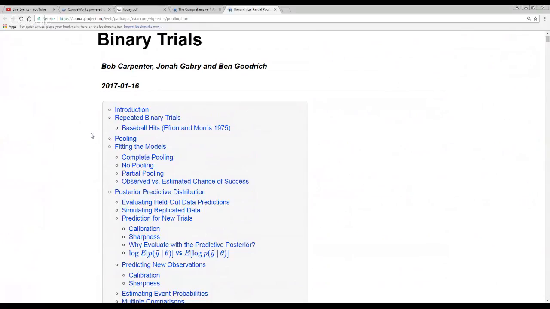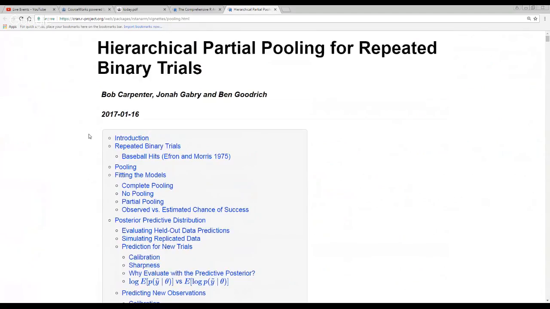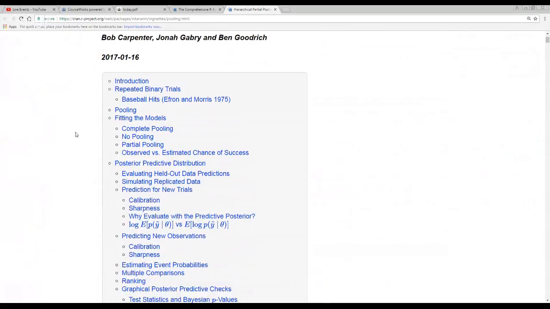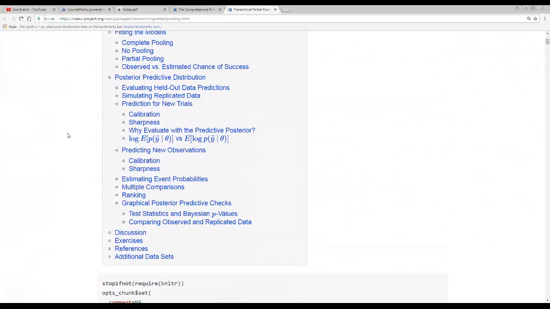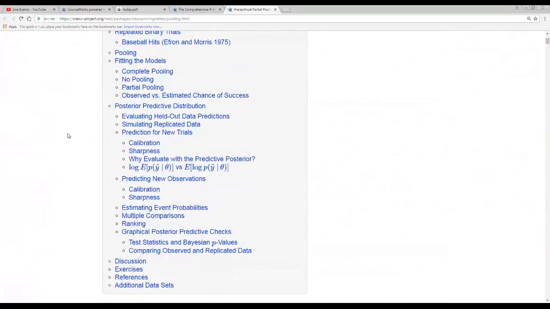So if you want, or even if you don't want, you really should read through this carefully to get a firm grasp of the whole process of specifying, interpreting, and checking a hierarchical model that you can then apply when you estimate more complicated models on other things besides baseball.